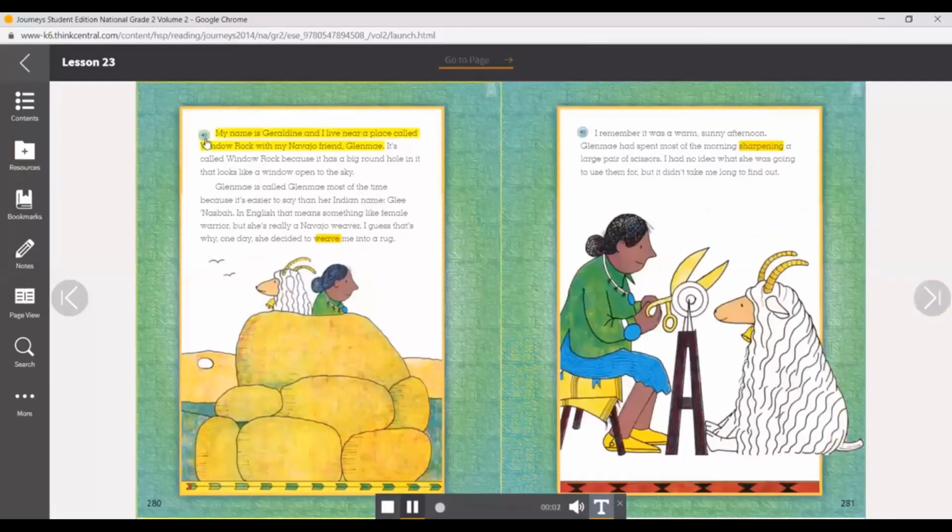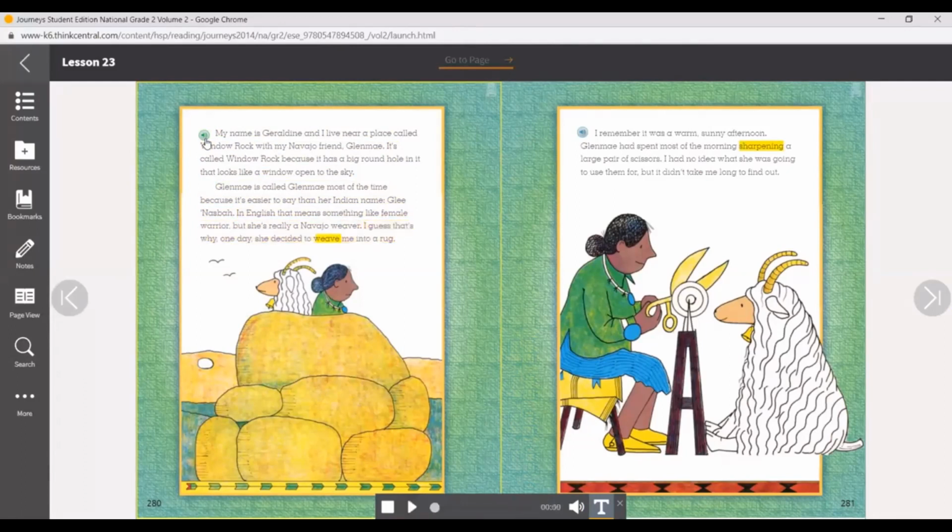My name is Geraldine, and I live near a place called Window Rock with my Navajo friend, Glen May. It's called Window Rock because it has a big round hole in it that looks like a window open to the sky. Glen May is called Glen May most of the time because it's easier to say than her Indian name, Gli Nazba. In English, that means something like female warrior, but she's really a Navajo weaver. I guess that's why one day she decided to weave me into a rug.